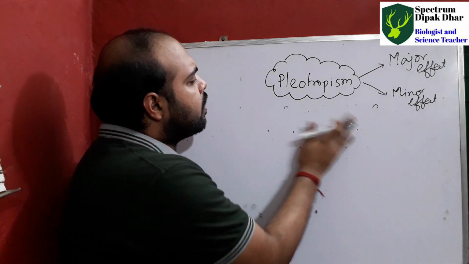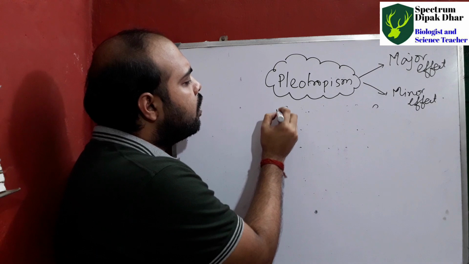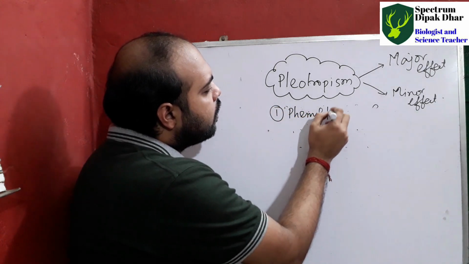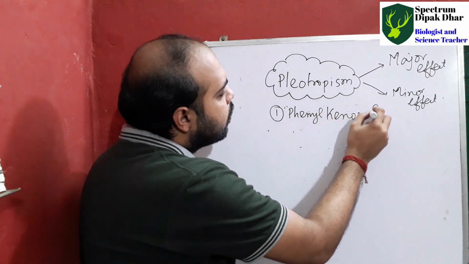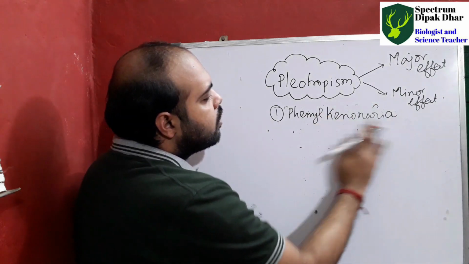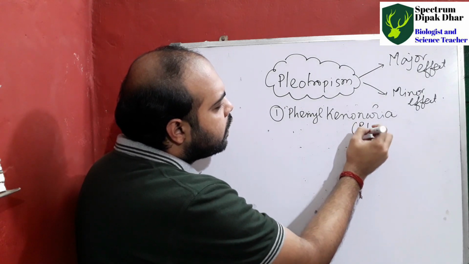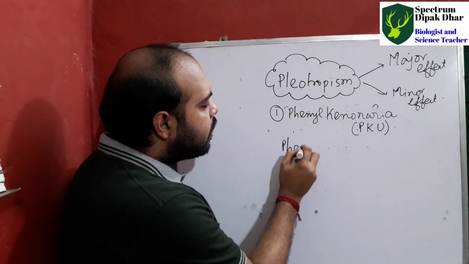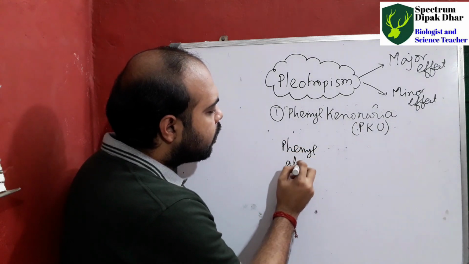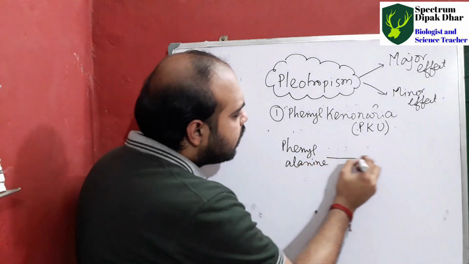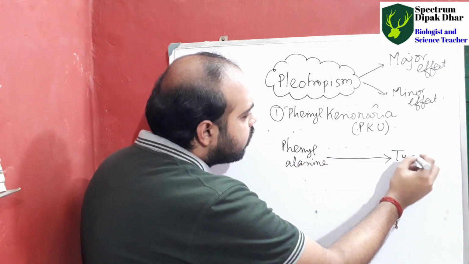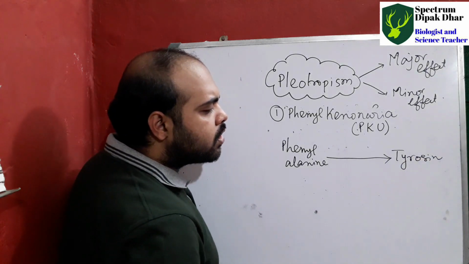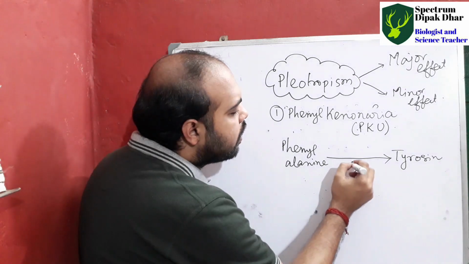Phenylalanine, one of the major examples that I have told you, I am writing the example: phenylketonuria. The short form of phenylketonuria is PKU. Now, normally there is an amino acid, phenylalanine, which is normally converted to tyrosine. The enzyme involved in this conversion is phenylalanine hydroxylase.